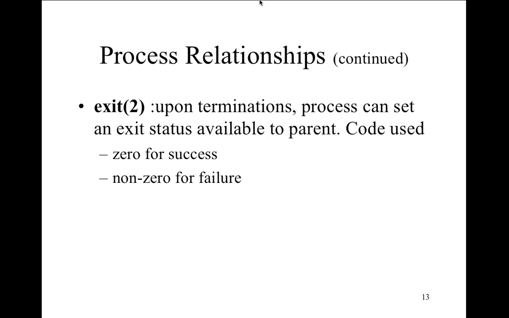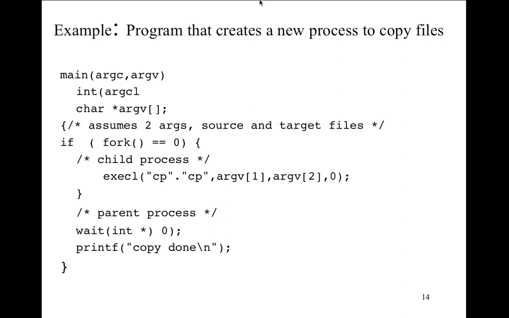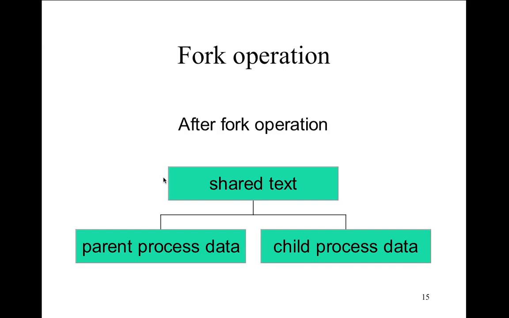So there's a code used for an exit, 0 for success, non-zero for not successful. So here's an example. There's a program that creates a new process to copy a file. So we have fork. Fork creates a child process, runs a program, and returns execution back to the parent. So here's a fork operation. After the fork operation, parent process data and child process data are all sharing the same shared text.